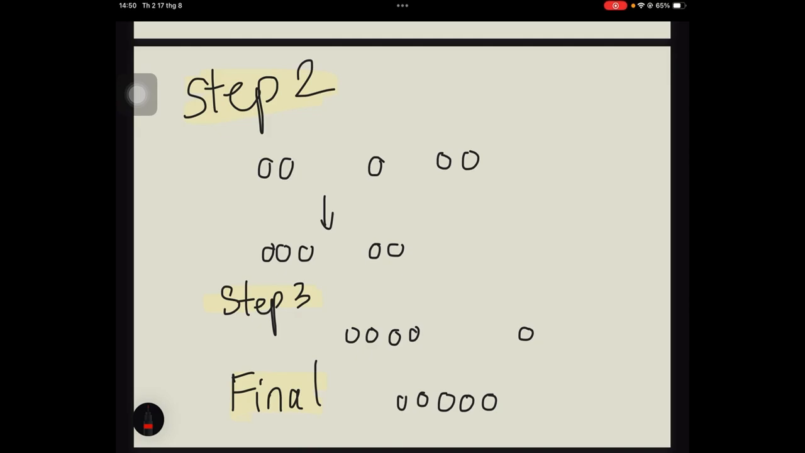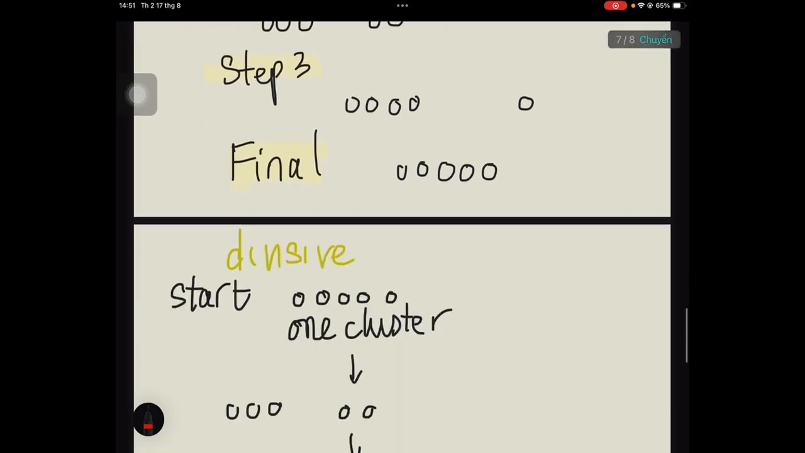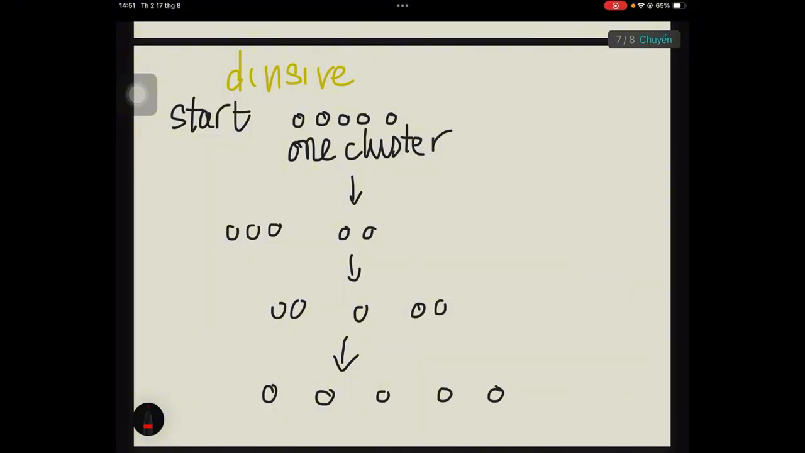So the entire process looks like this. Start with many individual clusters, gradually combine the closest clusters, continue merging, and eventually arrive at one large cluster. That's agglomerative hierarchical clustering. Now let's reverse the process.